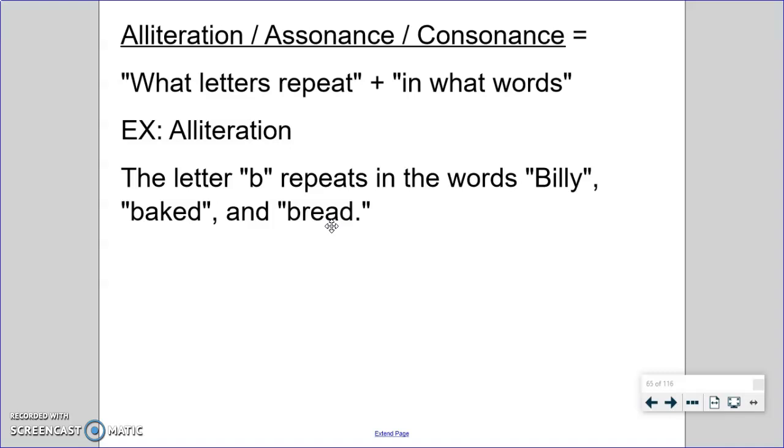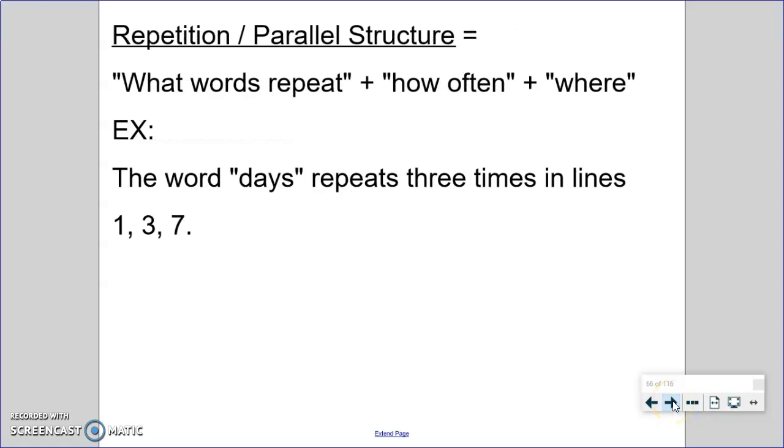So when we do alliteration, assonance, or consonance, and we're explaining it, what letters repeat in what words? And again, don't need to worry about line numbers, don't need to worry about any of that. Just what letters repeat in what words. Okay? Next then is repetition or parallel structure.